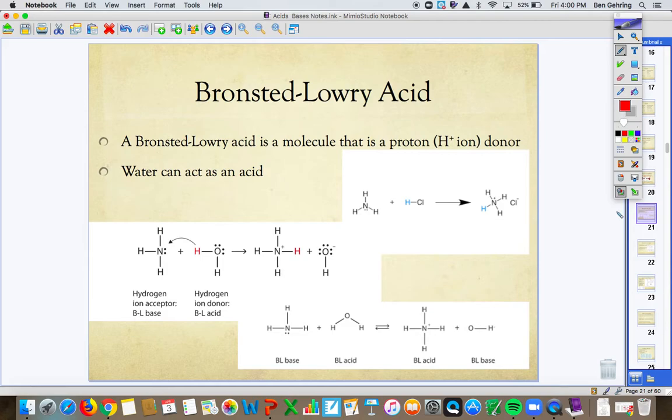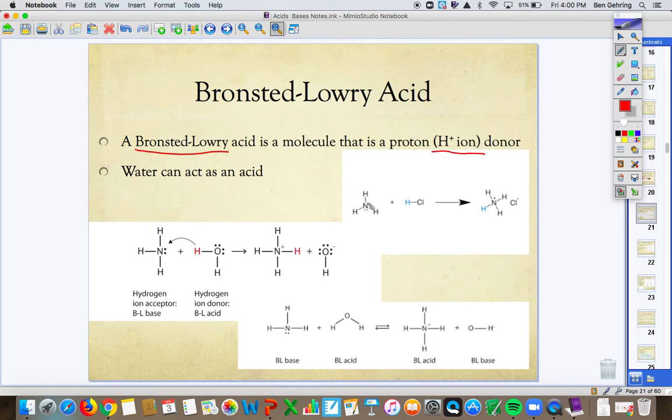Bronsted and Lowry were two different people that worked together on acids and bases in chemistry. And so they formed their own idea, and we call it the Bronsted-Lowry definition of an acid and a base. So a Bronsted-Lowry acid is a molecule that is a proton or hydrogen donor. Remember, the Arrhenius definition increased the hydrogen concentration. Bronsted-Lowry is just a proton donor. Essentially, it's the same thing, but just worded a little bit differently to make life confusing.